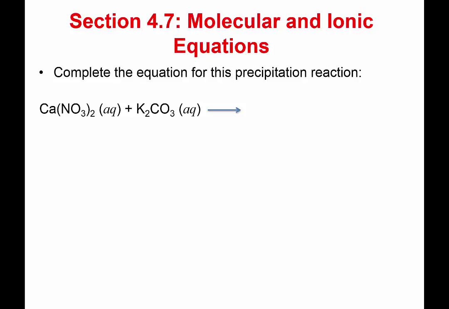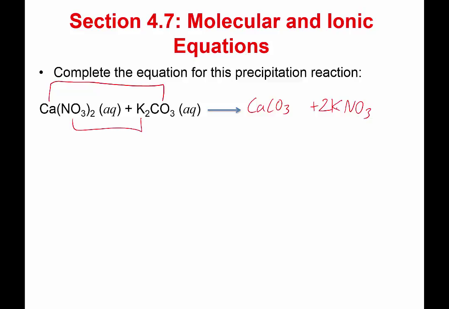So remember, what can occur here is when you mix two solutions of ionic compounds, you can get an exchange. So the cation of the first compound can end up paired up with the anion of the second compound, and then the second cation can go with the first anion. So if I write out those two products, it would be calcium carbonate and potassium nitrate. And to balance that, I put a 2 in front of the potassium nitrate.